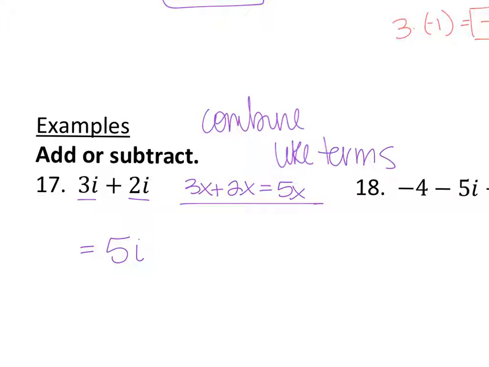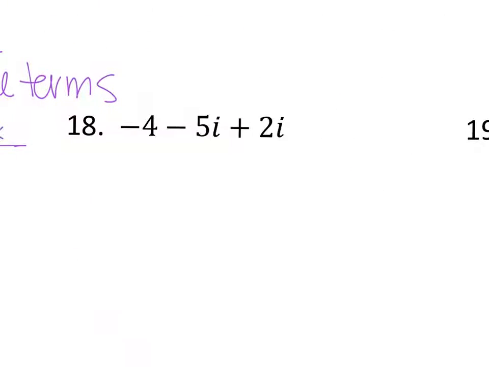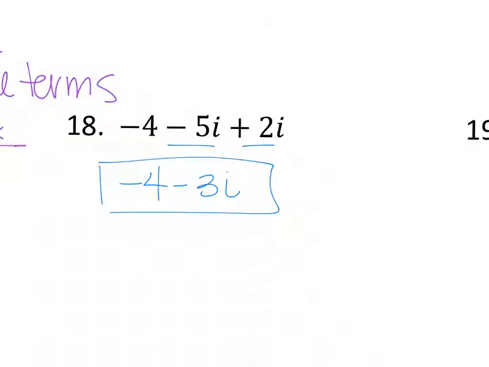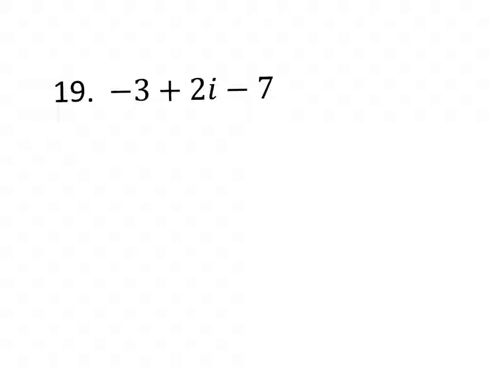So if I were to go to number 18, 18 is negative 4 minus 5i plus 2i. The things I can combine are negative 5i and 2i. So I still have negative 4. Well, what's negative 5i plus 2i? It's negative 3i. What about 19? 19, who can I combine? I only have one i, so that's kind of on its own. But negative 3 minus 7 equals negative 10. And I can't combine anything more. There's nothing more to combine, so that's my answer.